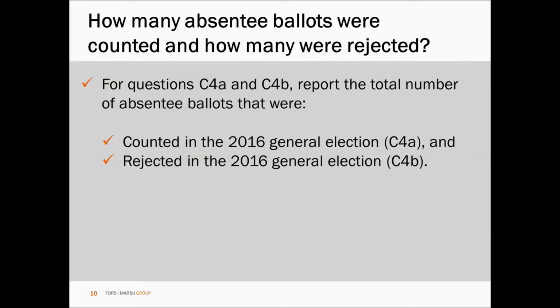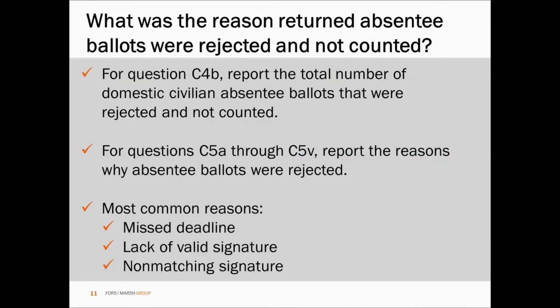So now in questions C4A and C4B, you're being asked to report the total number of absentee ballots that were counted and the total number of absentee ballots that were rejected. The most common reasons for absentee ballots to be rejected are: first, the ballot was returned after the deadline; second, the ballot lacked a valid signature; or third, the signature on the envelope and the signature on file did not match. For questions C5A through C5V, the total number of reasons for ballots being rejected should equal C4B, which is the total number of civilian absentee ballots that were rejected and not counted.